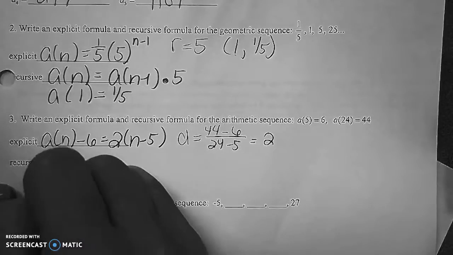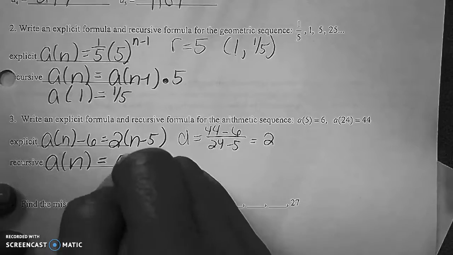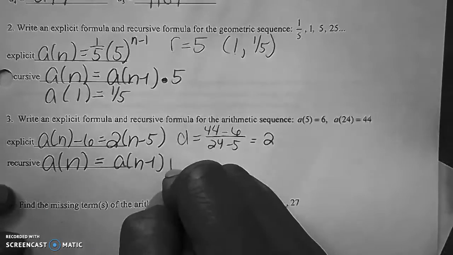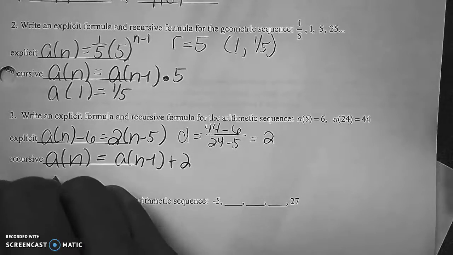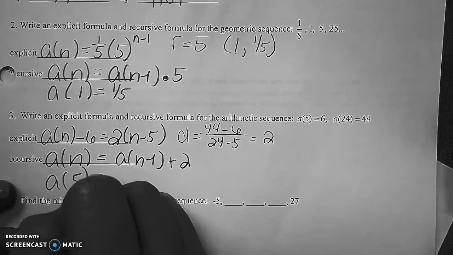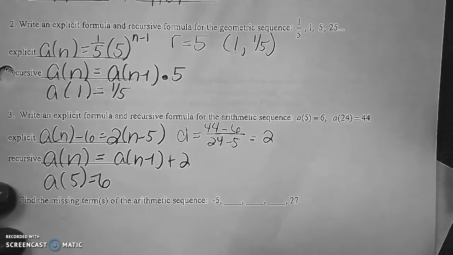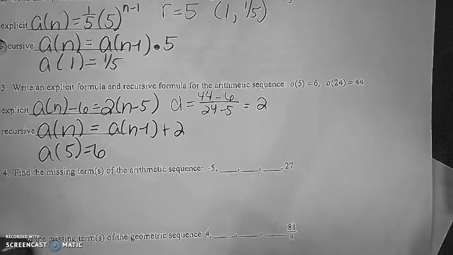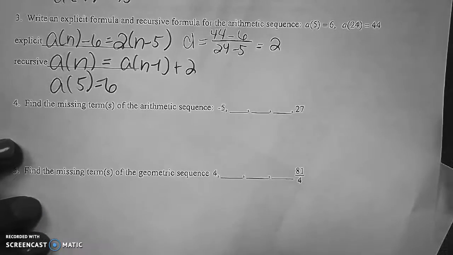Recursive formula is always about what am I doing to A sub n minus 1, the previous term, to get the term I'm on now, and every time here I'm adding 2. But I have to have some information about what I'm adding to 2, so I need another part of that recursive formula. Okay, number 4, and I'm going to work this one way.